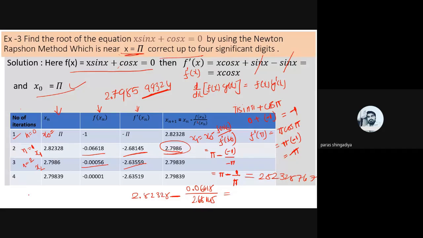Third iteration: 2.7986 minus, again there will be 3 negative signs in this form, so the remaining will be negative, and here it is 0.00056 divided by 2.63559. So just check this form in your calculator, and you will get this type of answer. I think 2.7983 something.